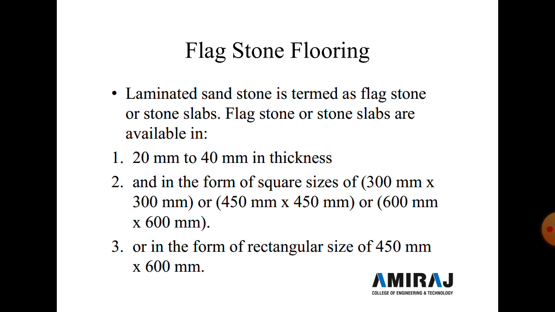Now the next type of flooring is flagstone flooring. Laminated sandstone is termed a flagstone or a stone slab. Flagstone or stone slabs are available in thicknesses from 20 mm to 40 mm, in square sizes of 300 by 300 mm, 450 by 450 mm and 600 by 600 mm, or in a rectangular size of 450 mm by 600 mm. So different sizes and different thicknesses are available for flagstone or stone slab.